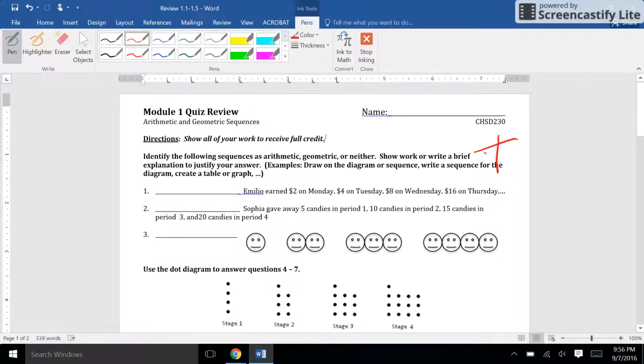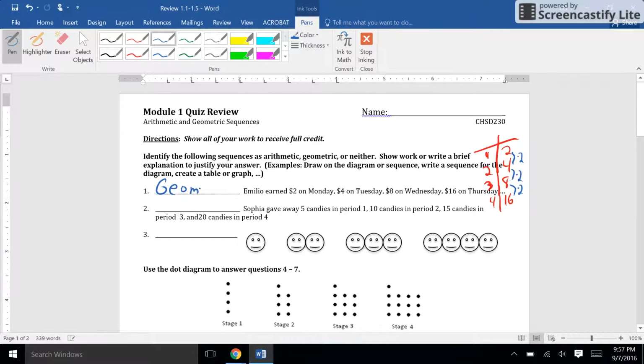So on Monday, let's say that's the first day, he earned $2. On Tuesday, the second day, he earned $4. On the third day, Wednesday, he earned 8. And on the fourth day, he earned 16. So what is this pattern? I notice that it is multiplying by 2, right? Multiplying by 2, multiplying by 2. So I'm going to say that that's geometric because it's a common ratio.